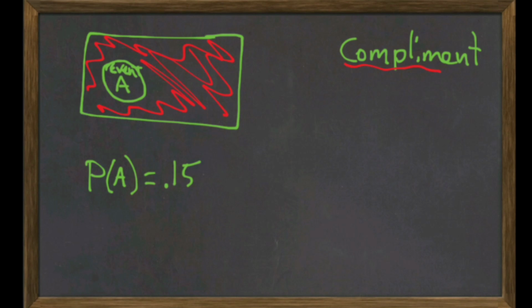And so if there's a 15% chance that event A happens, the complement of that, mathematically, is the probability of not A, or I just like to say squiggle A, the probability that A does not happen. In this simple case, we probably know that that's 0.85, because again, they need to sum to 1.